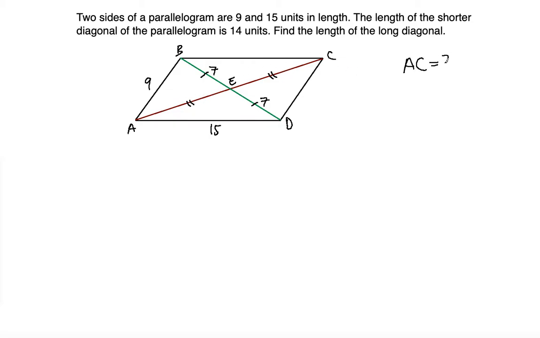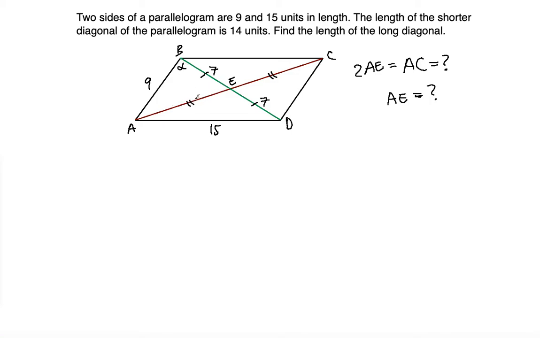So AC is the question mark. But before we find AC, we need to find AE. Twice AE is equal to AC. If we find AE, we'll be able to find AC. To find AE, first we need to find this angle alpha. If we find this angle, we can find this side using the law of cosines.